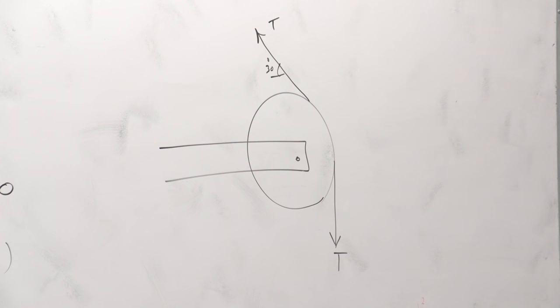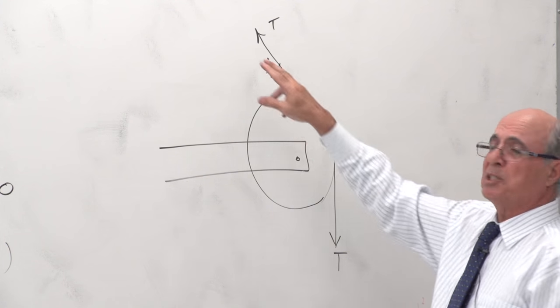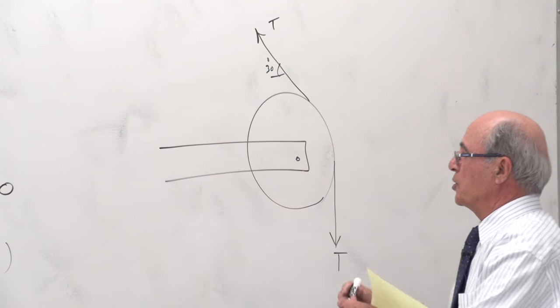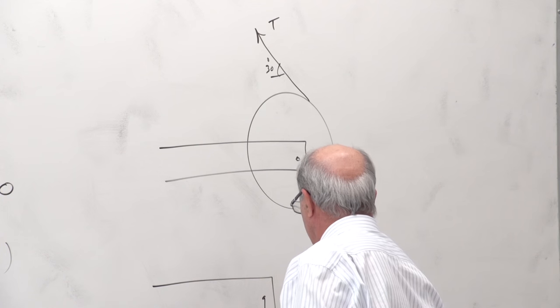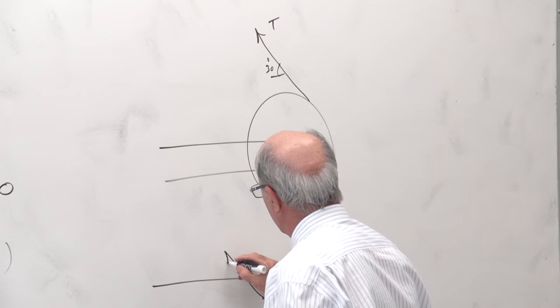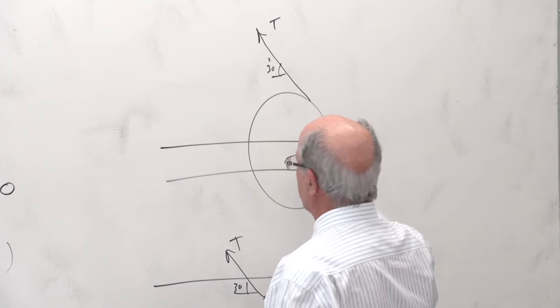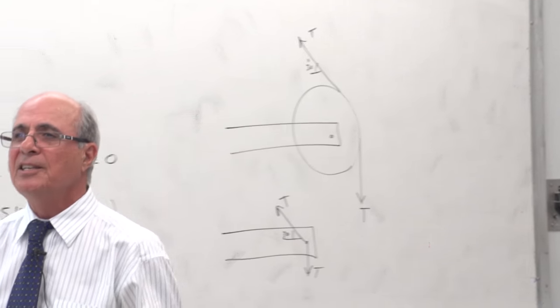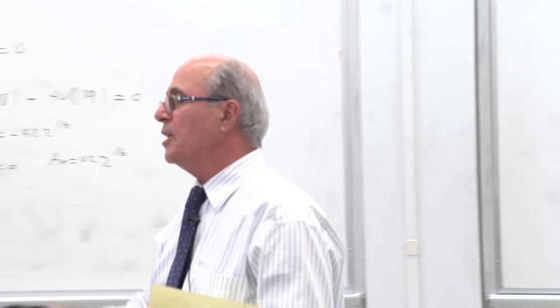Yes? Notice, as long as this pulley is frictionless, this tension must be equal to that tension, yes or no? But I don't care about all of this. All I do is put here a tension going down and a tension going at what degree? At 30. See, I transfer this action right to the center. I don't worry about GX and GY.